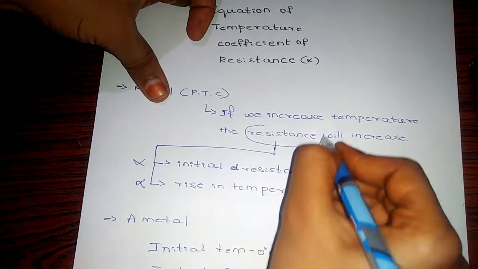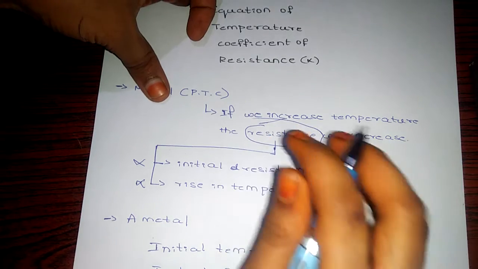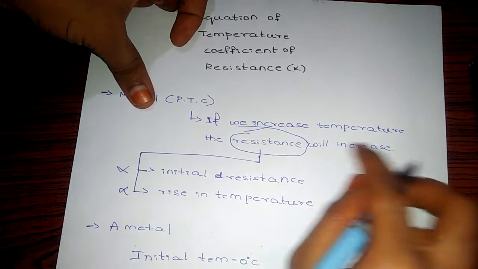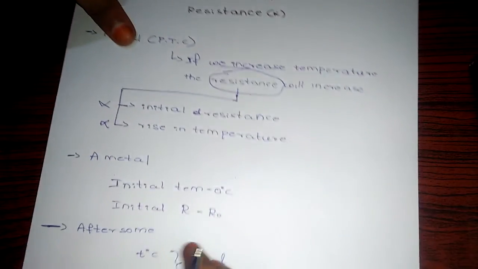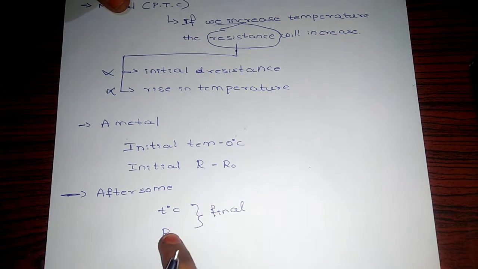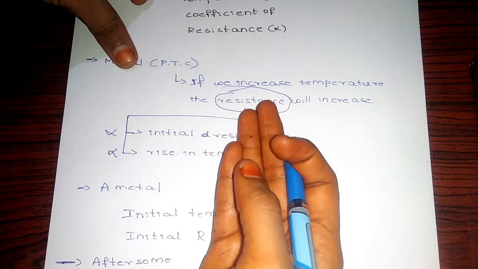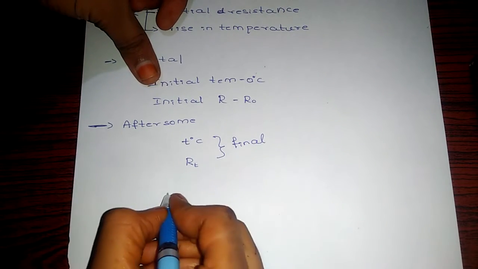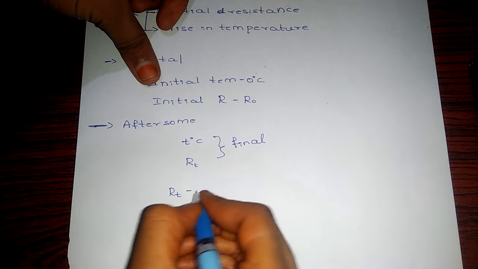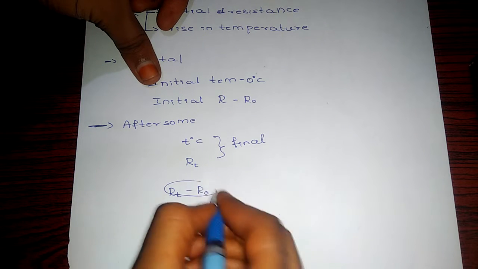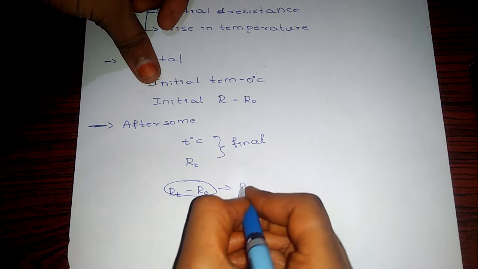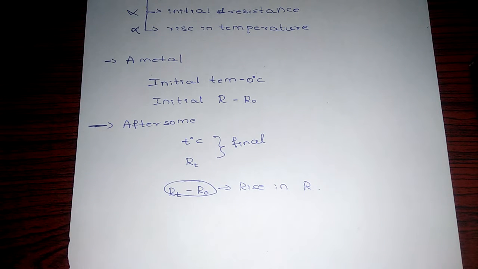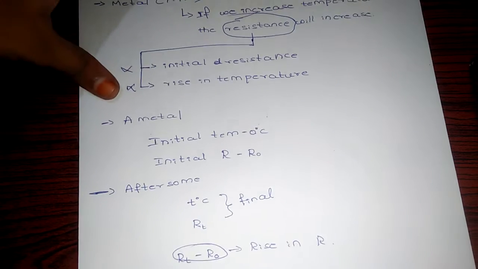Now let's get the equation for this resistance. We have increased the temperature from 0 to T degrees. Then what is the rise in resistance? RT minus R naught is the rise in resistance.